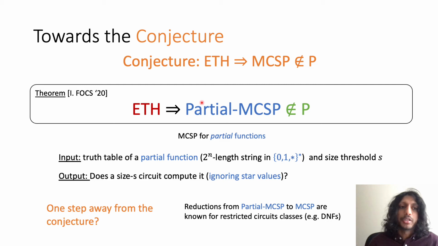If one could give a reduction from partial MCSP to MCSP, then you could compose this ETH hardness result with that reduction, and you could show that MCSP is not in P. So one might hope that if you can get a reduction from partial MCSP to MCSP, then you could resolve the conjecture. And indeed, our main technical result in this work is giving such a reduction for formulas instead of circuits. And so let me tell you about that.